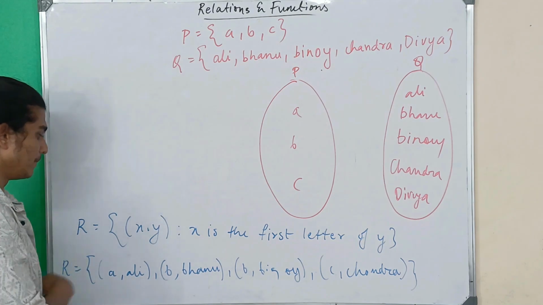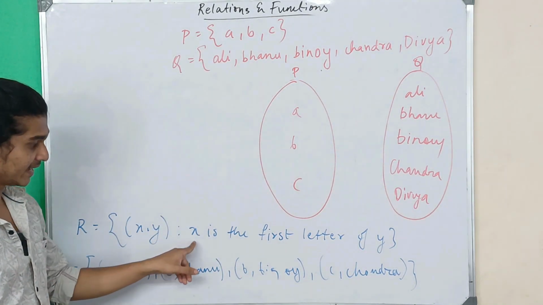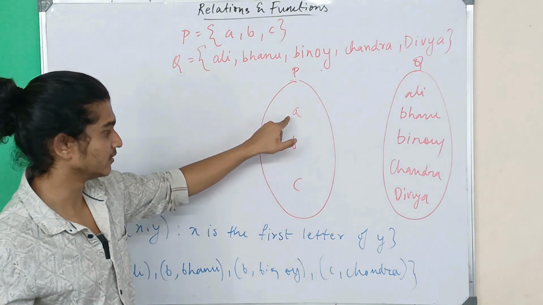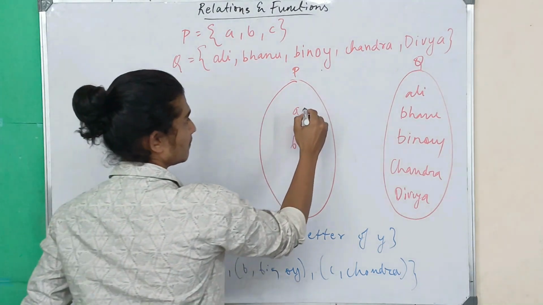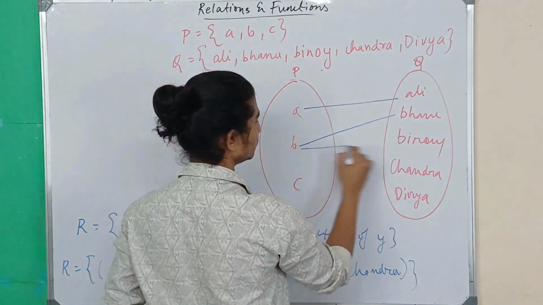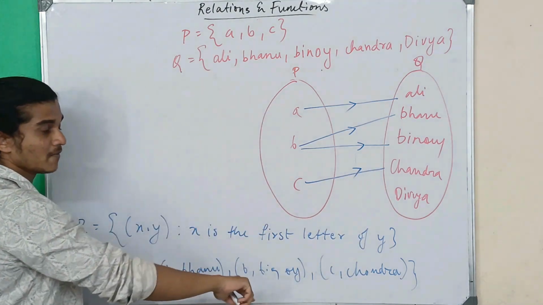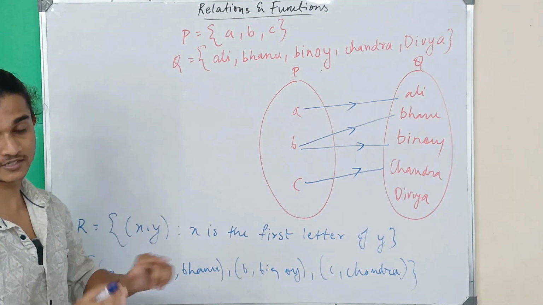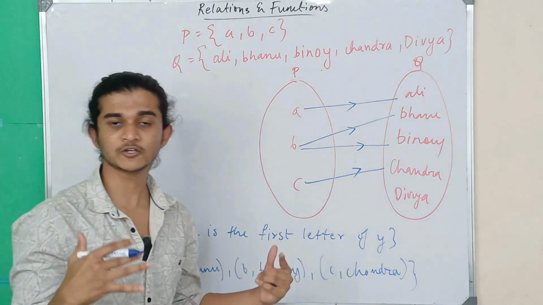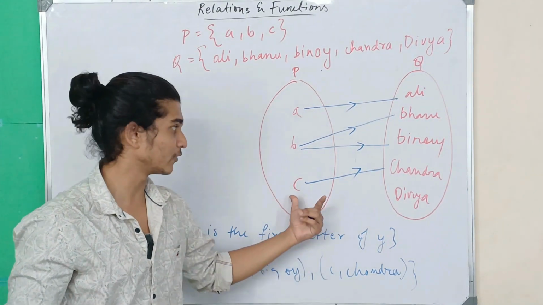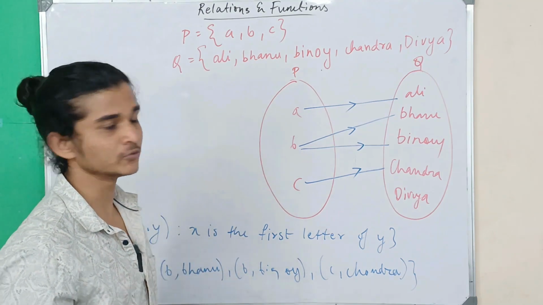And the next thing is, based on the criteria which they give, we're going to match those. Our criteria is x is the first letter of y, which means just like what we got here, we're going to match like that. So this matches with this, this matches with these two, and this matches with this, and we just listed everything. But you could also have done this, which is again correct. So either in this way or in this way you can visualize relations. So this was arrow diagrams, which is a very good way of visualizing relations between two sets.